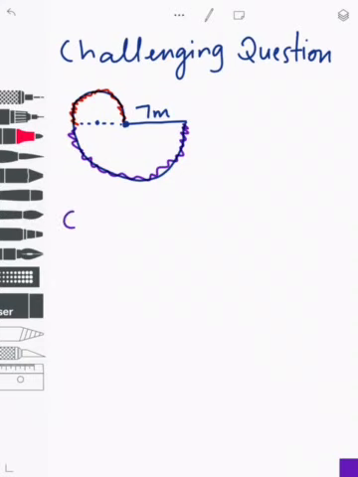So circumference equals pi d. Always write your formula. Circumference equals pi d. If the radius of that purple circle is 7, that means that the diameter of that circle is 14. So circumference equals pi times 14. And I calculate the circumference equals pi times 14, 43.98. 43.98 meters to 2 decimal places.